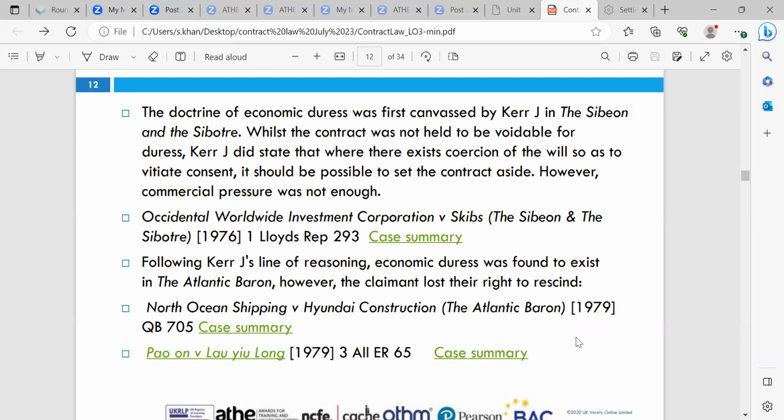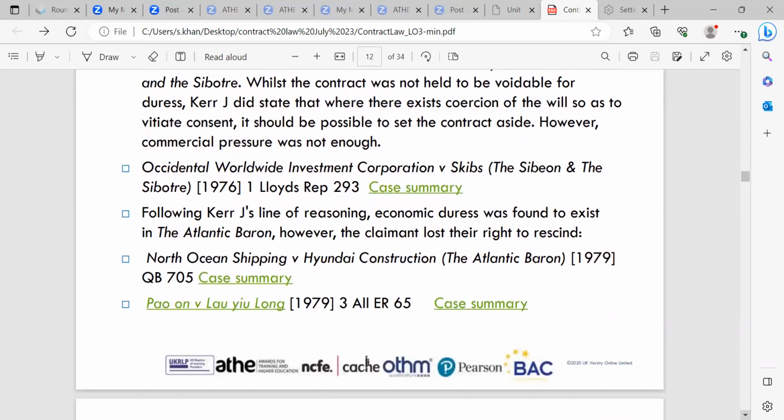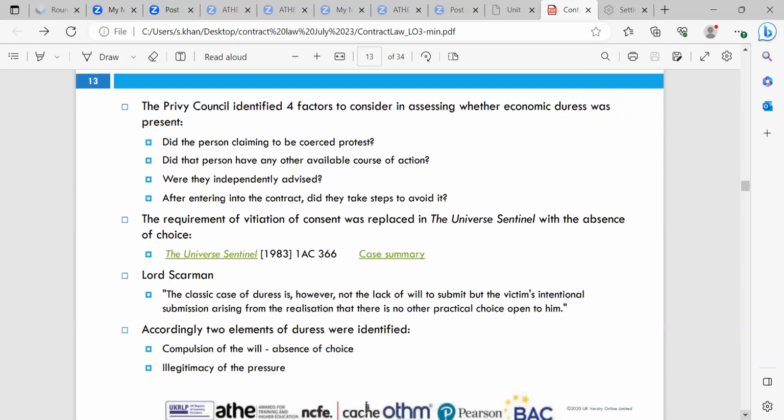In the case of Occidental Worldwide Investment Corporation and Skibs, the Siboen and Sibotre 1976, following Justice Kerr's line of reasoning, economic duress was found to exist in the Atlantic Baron. However, the claimant lost their right to rescind. The North Ocean Shipping case, you could go on there and get the facts of the case in regards to the case summary, and the Pao On v Lau Yiu Long 1975, the case summary is there. You could do this for extra reading, additional reading for your homework for next week.